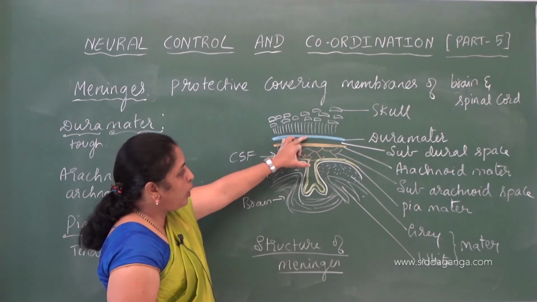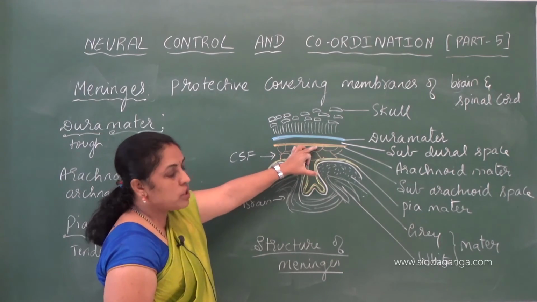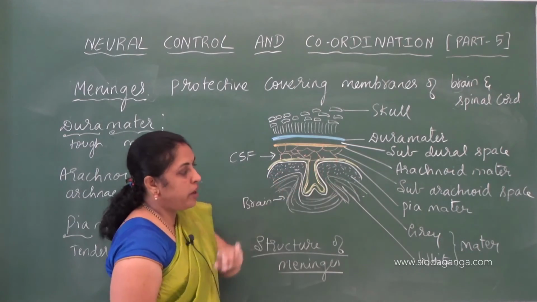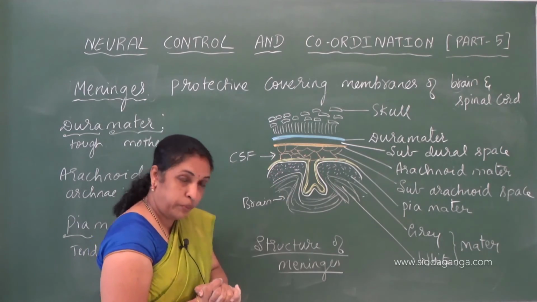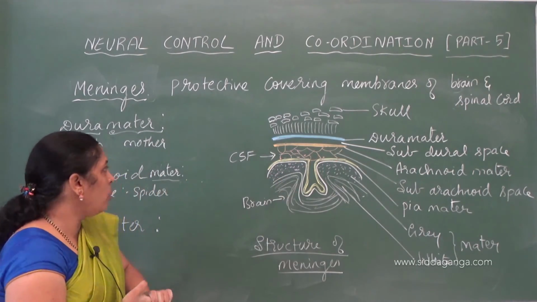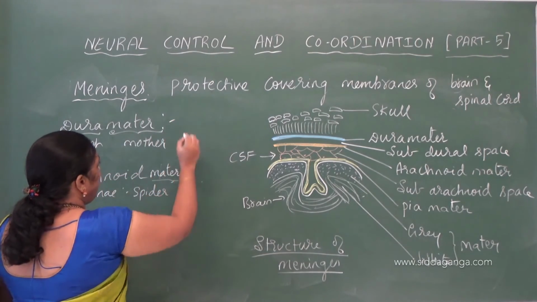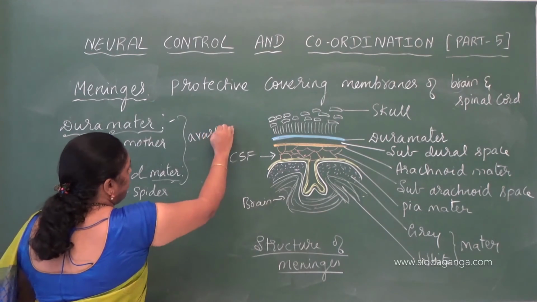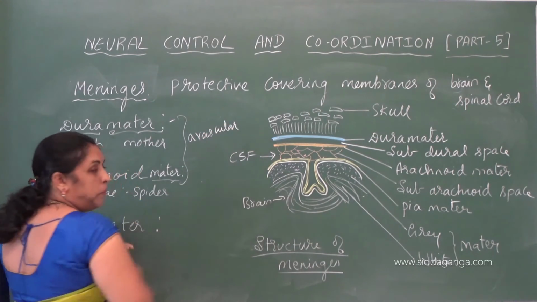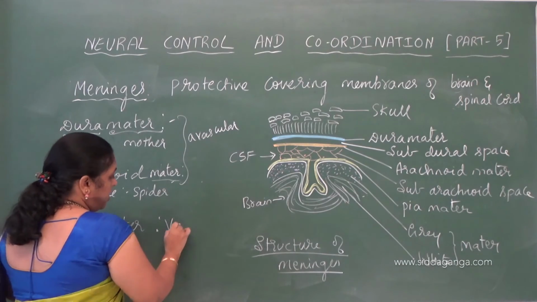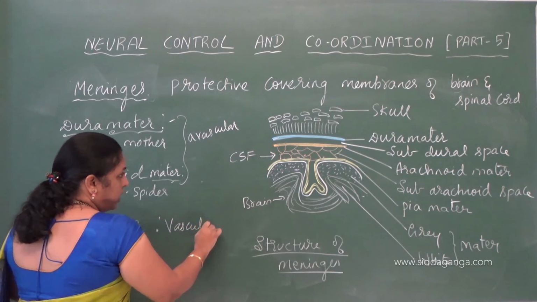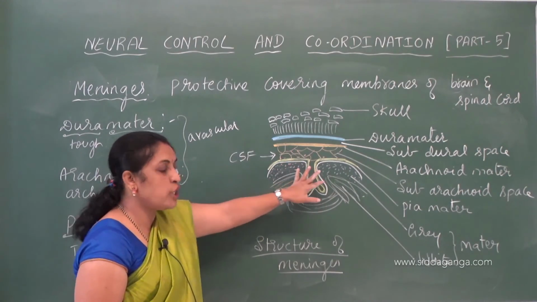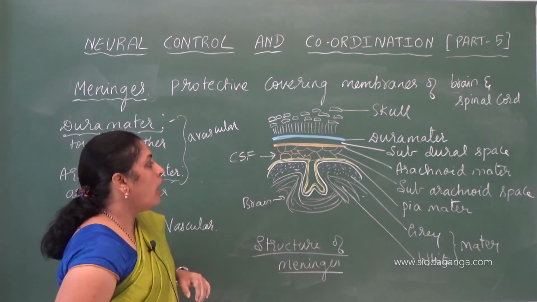The space between dura mater and arachnoid mater is called subdural space. The space between arachnoid mater and pia mater is called subarachnoid space. Dura mater and arachnoid both are avascular, where avascular means not supplied with blood, whereas pia mater is vascular and attached to the brain and spinal cord.